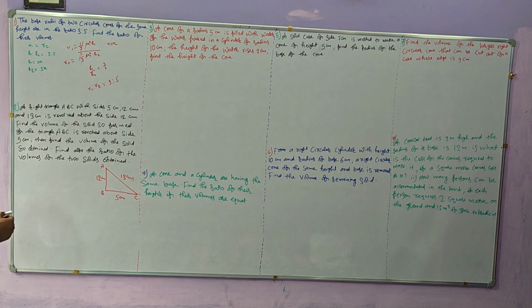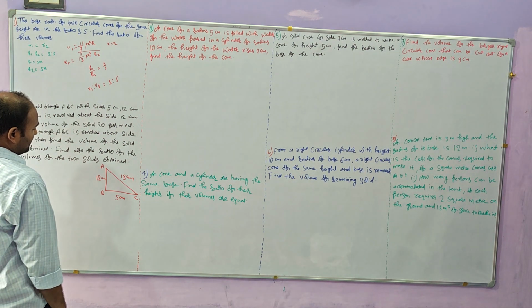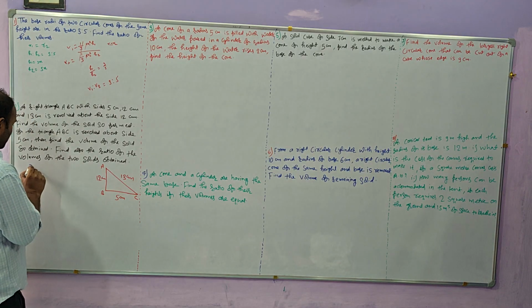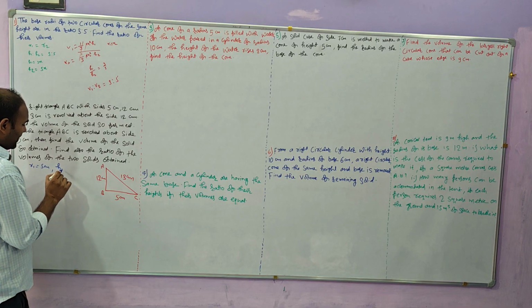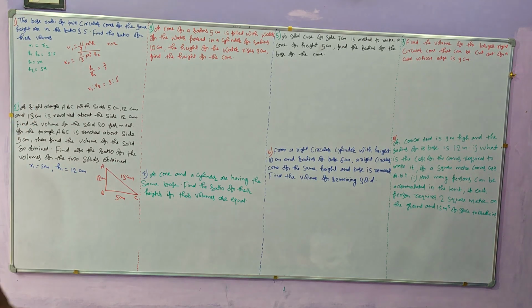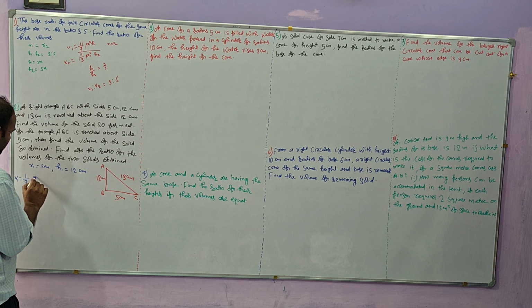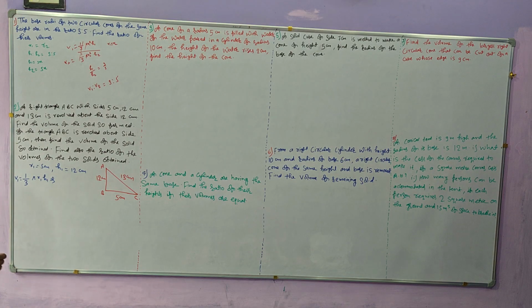And we know it becomes our radius and it becomes our height. So R1 becomes 5 centimeter and H1 becomes 12 centimeter. So the volume V1 is equal to 1/3 pi R1 square H1.